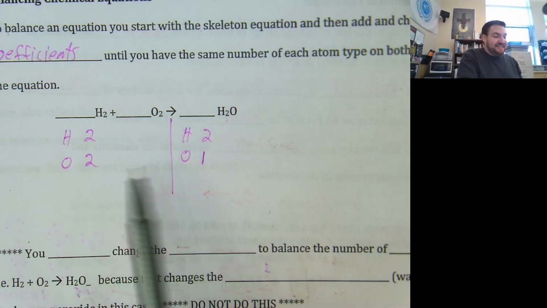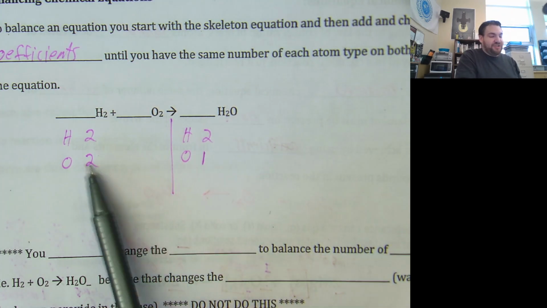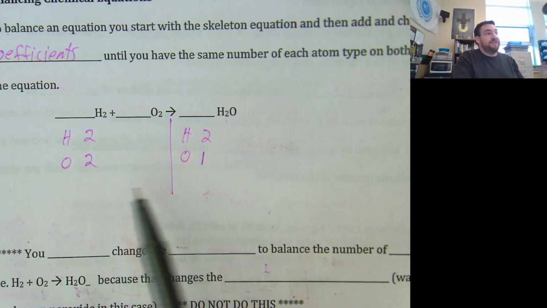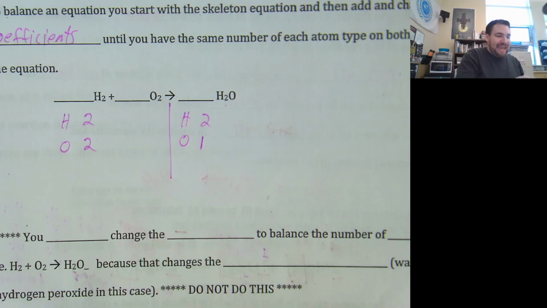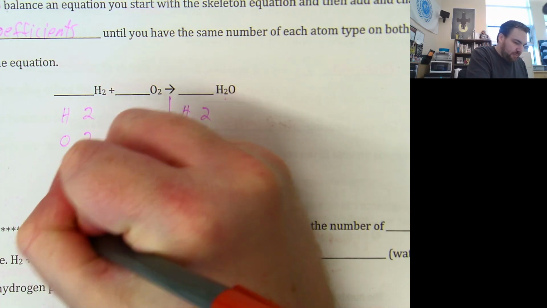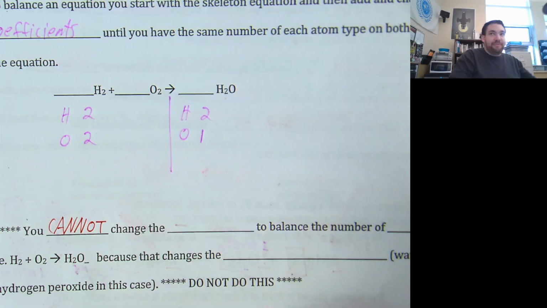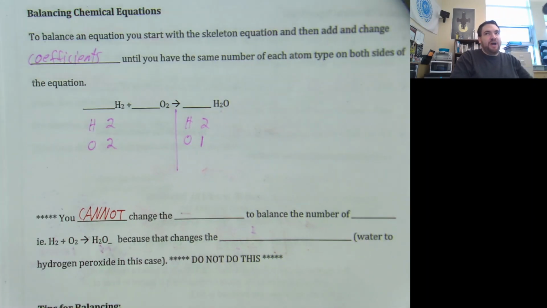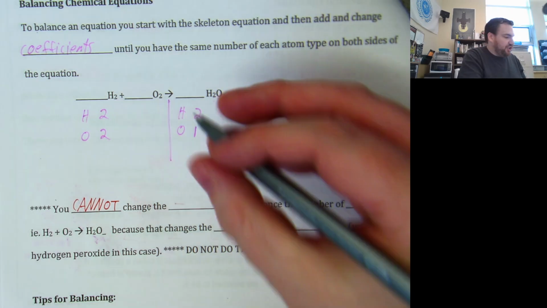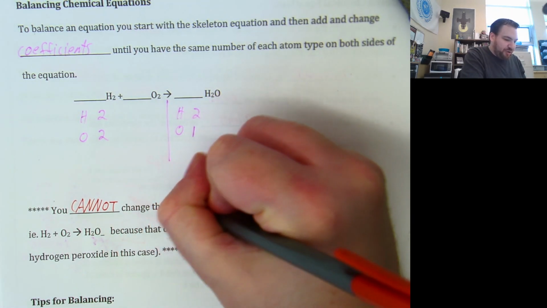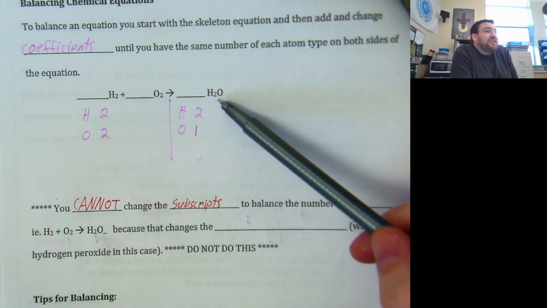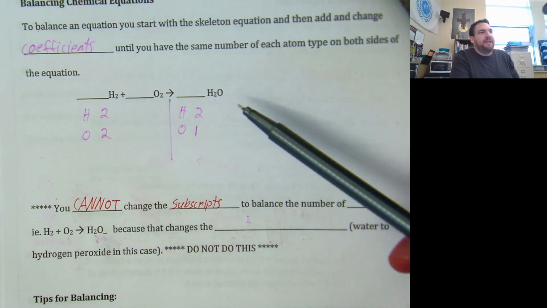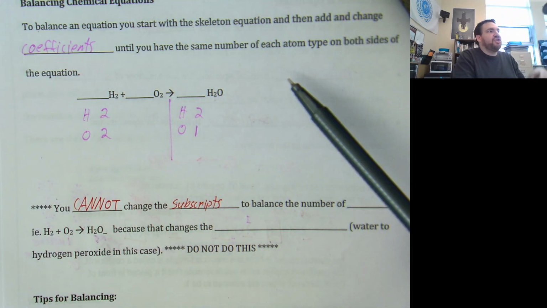So because these numbers are different between the oxygens here, this equation is not balanced. We have to now go ahead and balance this thing. You cannot change the subscripts. Students try to do this all the time. Yeah, but if I just made this H2O2, it would be better. You're right, it would be, but it would be functionally different.